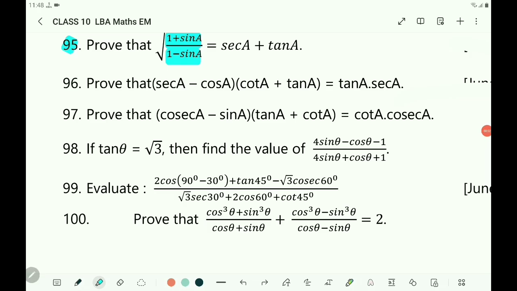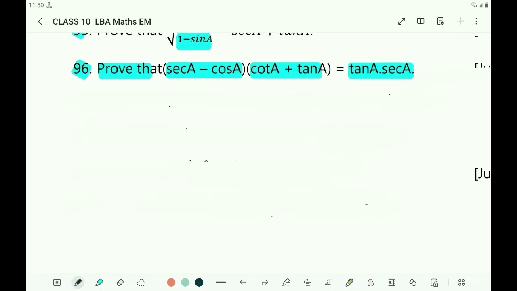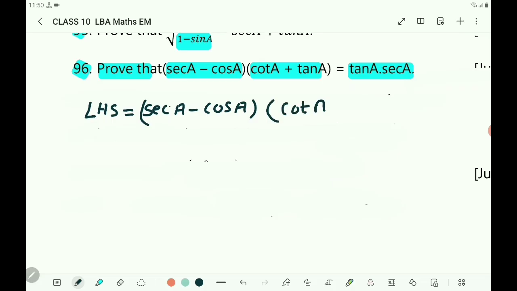Question number 96. Prove that (secant A minus cos A) into (cot A plus tan A) is equal to tan A into secant A. Write the LHS equals secant A minus cos A into cot A plus tan A.